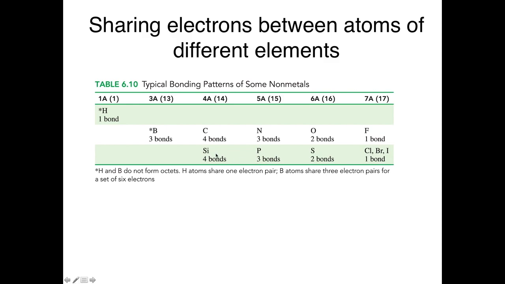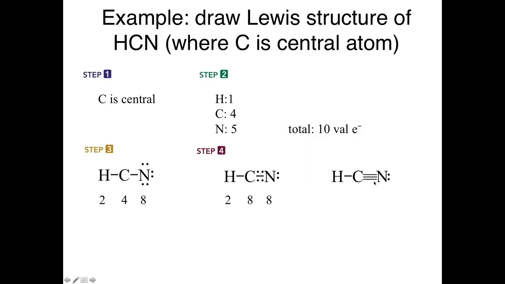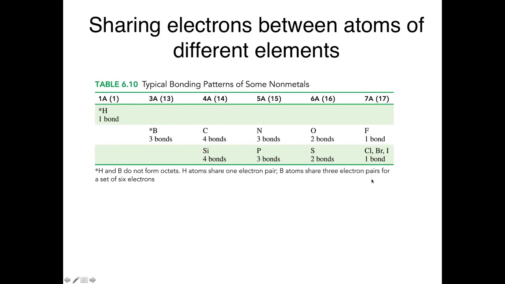Silicon below carbon is also in group 4A, so it will also have 4 bonds. Nitrogen, as in the previous example that we just saw, has 1, 2, 3 bonds. Nitrogen will always have 3 bonds. Again, because it is in group 5A, it has 5 valence electrons, so it needs 3 more electrons to be an octet. In order to obtain those 3 electrons, it will have to share, making 3 bonds. Phosphorus in the same group will also make 3 bonds.